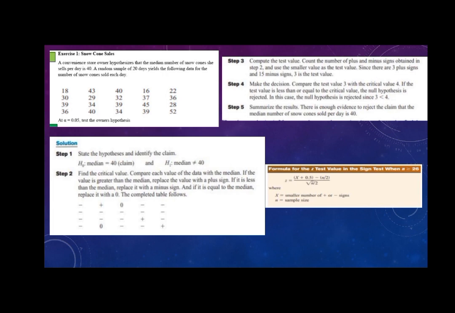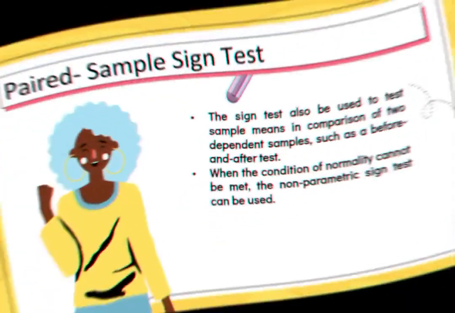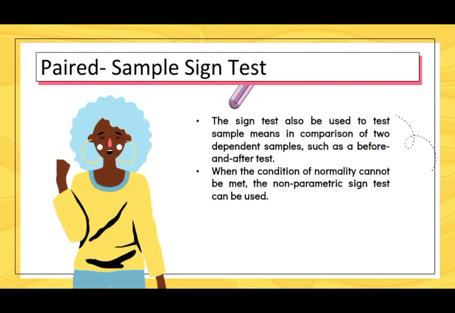And take note, the formula for the z-test value in the sign test when the sample size is more than 25. Just use this formula: z is equal to x plus 0.5 minus n over 2, all over the square root of n over 2, where x is equal to the smaller number of plus or minus signs, and n is the sample size.